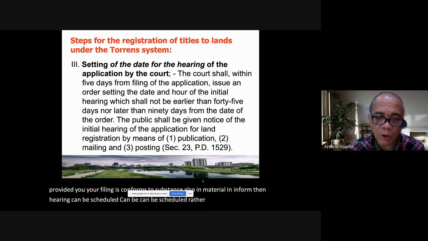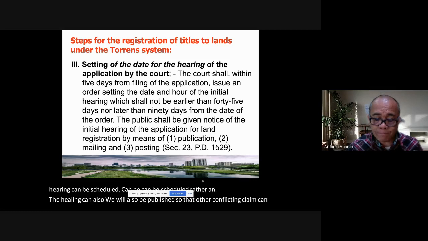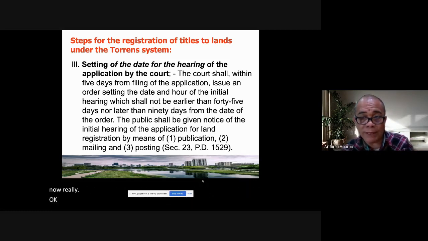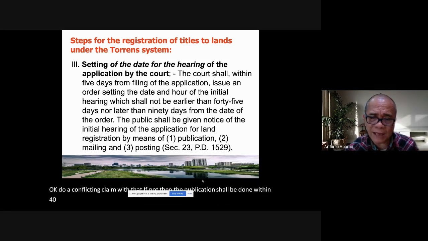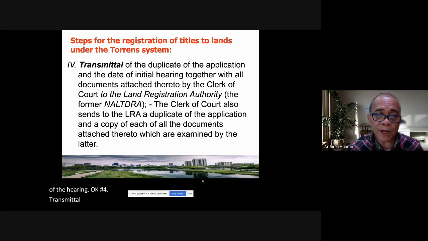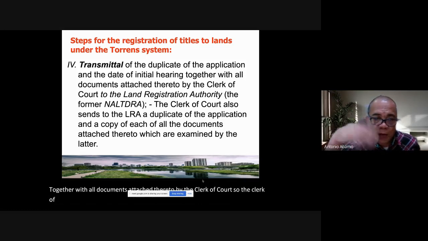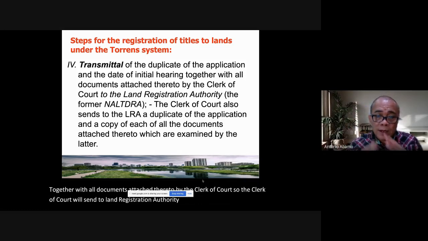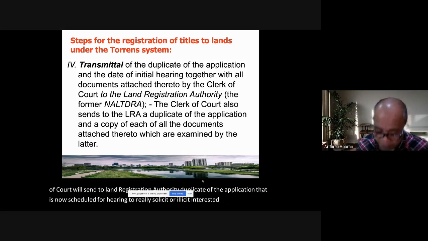And the hearing will also be published so that other conflicting claims can be made. If not, then the publication shall be done within 45 days, okay, not later than 90 days. Then the hearing will commence. Okay, number 4. Transmittal of the documents for the application date and the final hearing, together with all documents attached thereto, by the clerk of court. So the clerk of court will send to the Land Registration Authority a duplicate of the application, that this is now scheduled for hearing, to elicit interested parties with conflicting claims on that property.